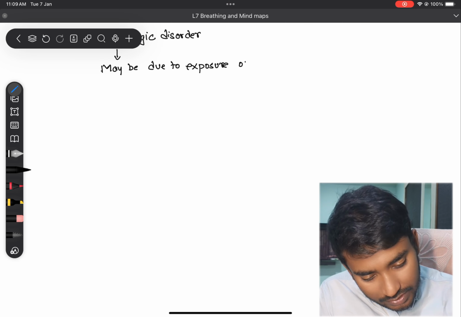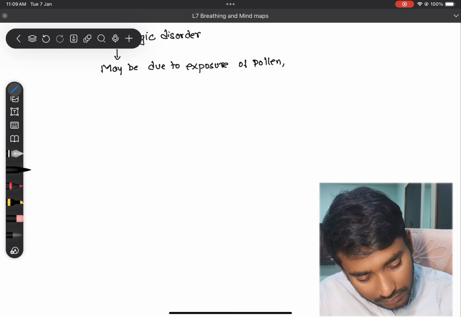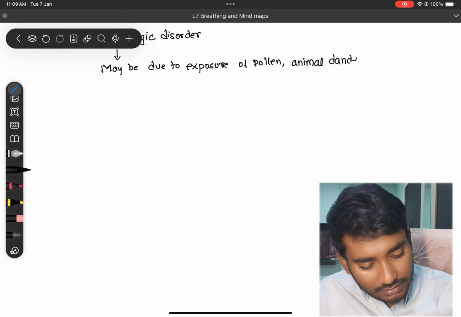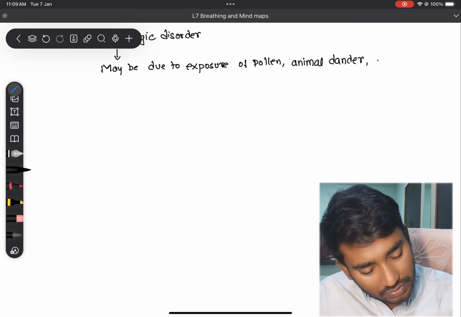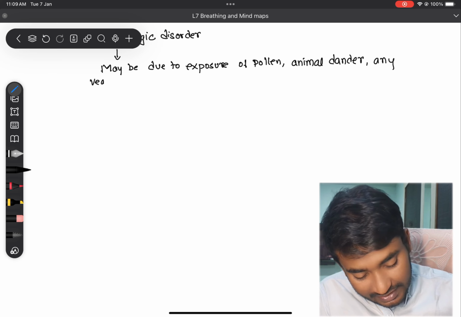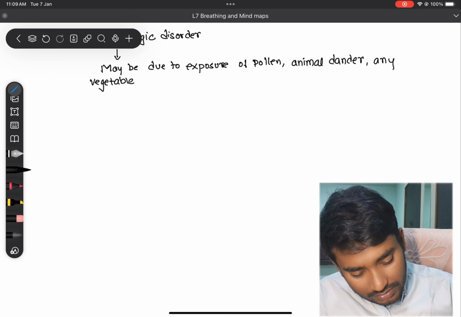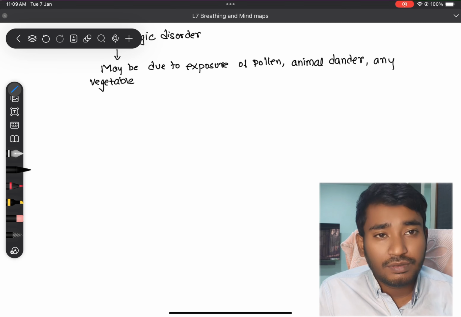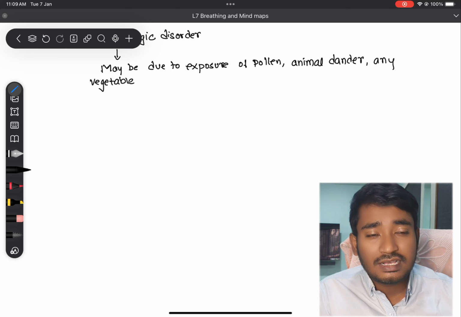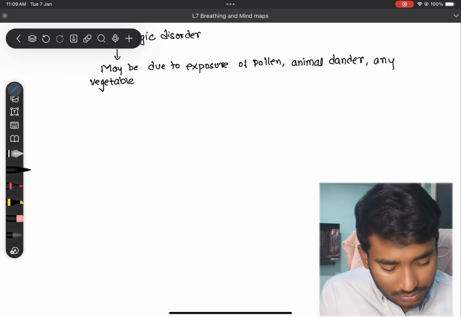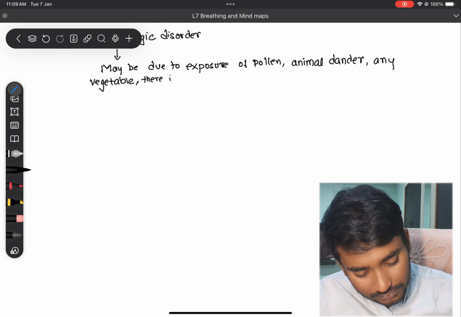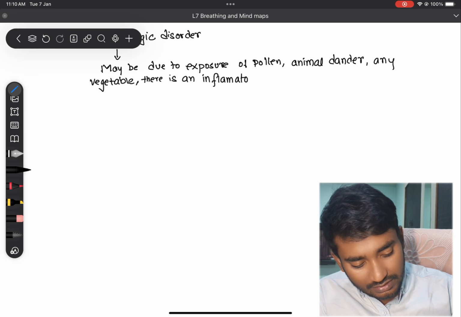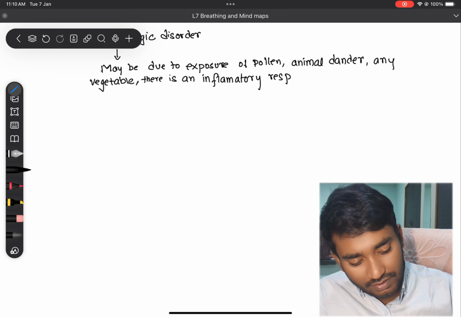Okay, maybe due to the exposure of pollen. Animal dander, the fur of a dog also has it. Some people have allergy with brinjal. Some people have allergy with sulfur drugs, some people have allergy with seafoods. Okay, vegetables, there is an inflammatory response.